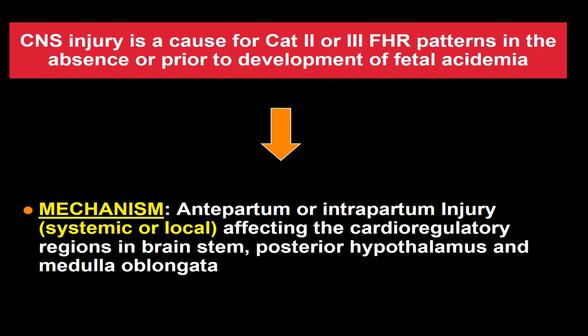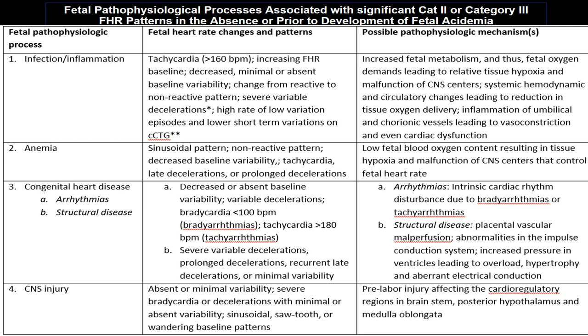The mechanism by which CNS injury can cause abnormal fetal heart rate patterns is, of course, systemic or local injury, which can occur antepartum or intrapartum, affecting the cardioregulatory region in brainstem, posterior hypothalamus, and medulla oblongata that control fetal heart rate. This slide shows the fetal pathophysiological processes associated with significant Category 2 or Category 3 fetal heart rate patterns in the absence or prior to the development of fetal acidemia with the possible pathophysiologic mechanism.